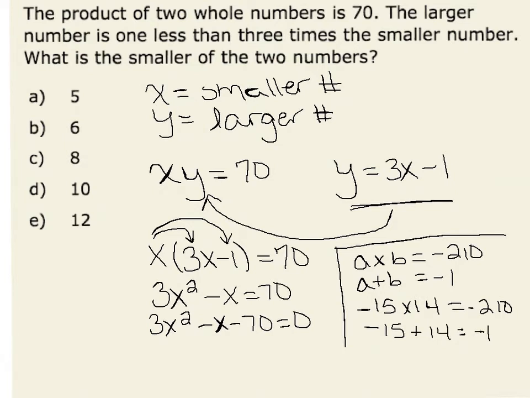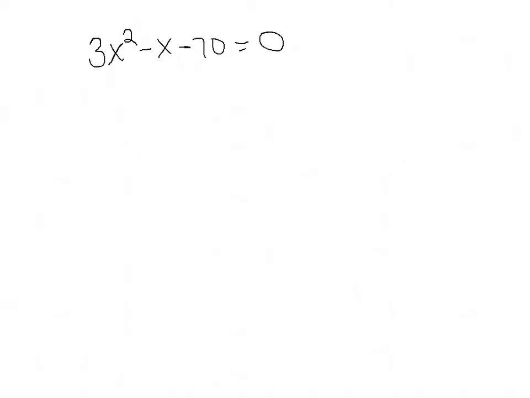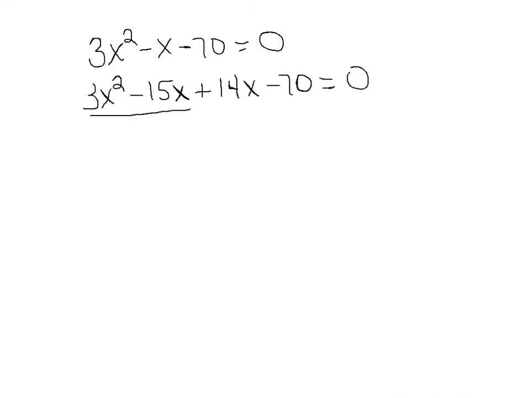I'm going to use this to factor 3x squared minus x minus 70 using factor by grouping. We have found that this is factorable by factor by grouping, and we're going to split negative x into a negative 15x and a positive 14x. Now I can factor by grouping. If I look at my first two terms, I would see that they have a greatest common factor of 3x. When I factor out 3x, I'm left with x minus 5.